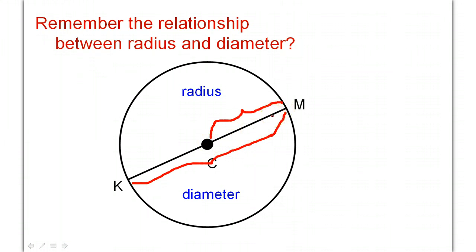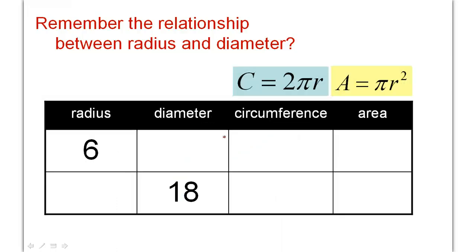So for example, if the diameter was 12, what would the radius be? 6. Say the radius was 10, what would the diameter be? 20. Okay? So if I give you one, you know the other because of the simple relationship between them. All right, that needed to be back in the front of your head.